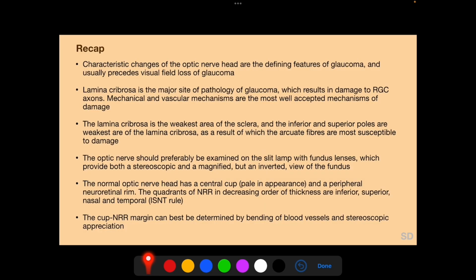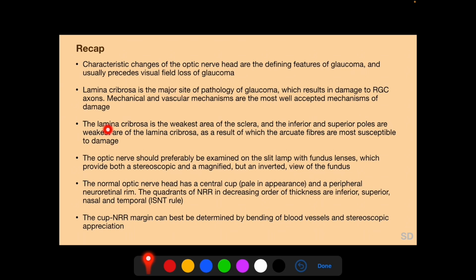To recap the salient points, characteristic changes in the optic nerve head are the defining features of glaucoma and usually precede visual field loss in glaucoma. Lamina cribrosa is considered to be the primary site of pathology in glaucoma, which secondarily results in damage to the axons of the retinal ganglion cells. Both mechanical and vascular mechanisms are the most well accepted mechanisms of damage in glaucoma.